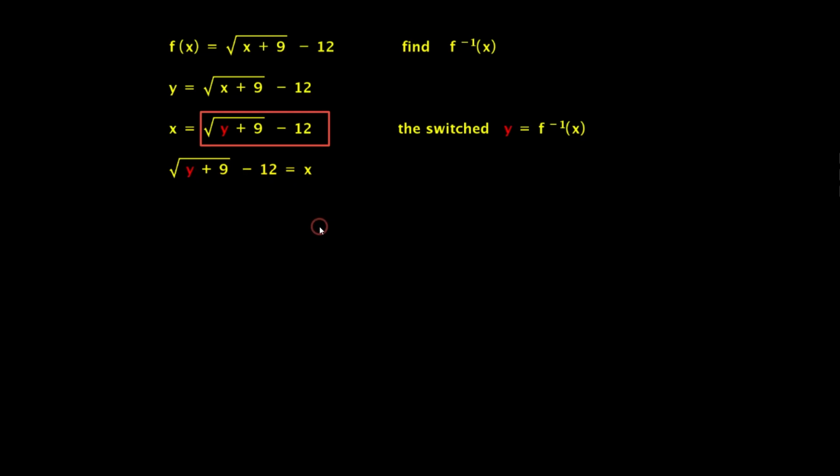Get rid of the 12 from the left side. So the 12 moves to the right. It becomes negative 12, becomes positive 12. Now we have to get rid of that square root from the left side. Then we will take care of the 9.